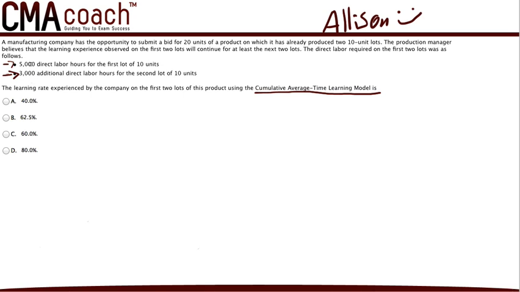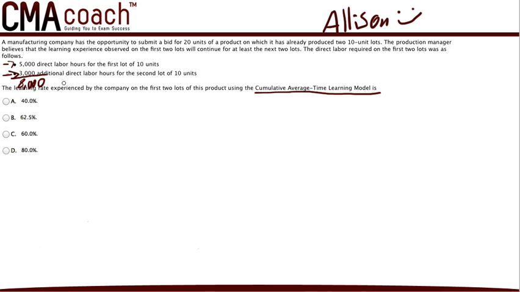So going over the problem, the time required to produce the first lot was 5,000 direct labor hours, as stated in the question. The total time required to produce the first two lots was 8,000 direct labor hours. I come up with that number by taking the 5,000 for the first lot plus the 3,000 for the second lot.